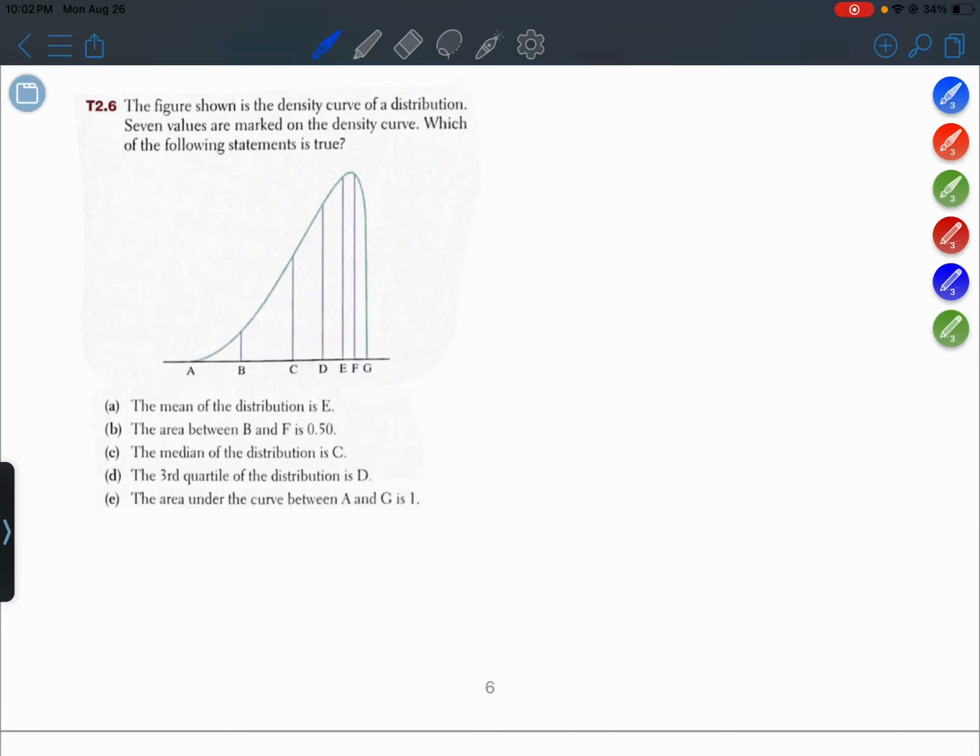T2.6. The figure shown is the density curve of a distribution. 7 values are marked on the density curve: A, B, C, D, E, F, and G. Which of the following statements are true?